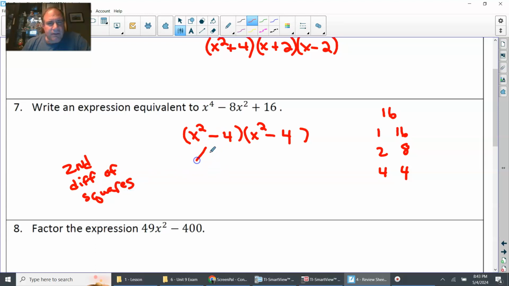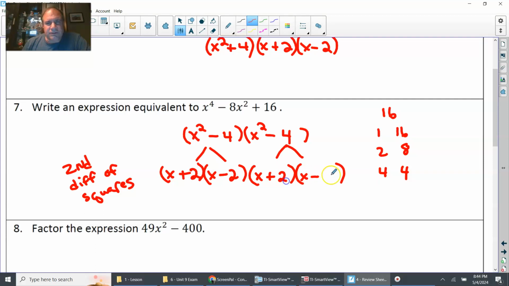Right here. So now we're going to break this up into two binomials. X, let's see, plus minus 2 times 2 equals negative 4. This one, same thing. Plus minus 2 times 2. That is your answer, and that is factored completely.